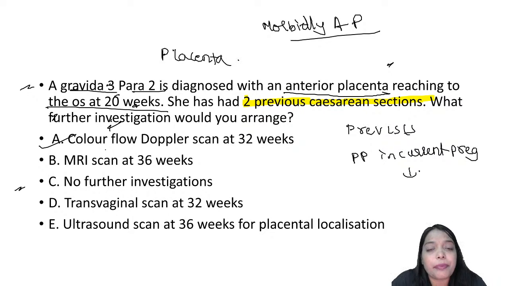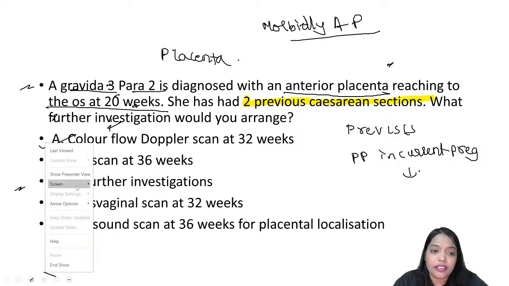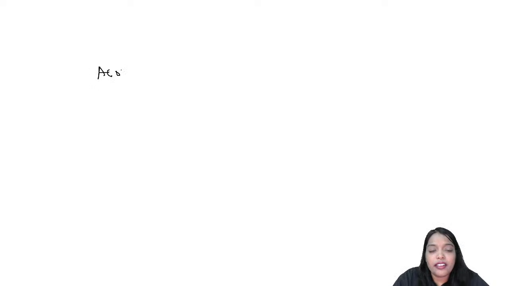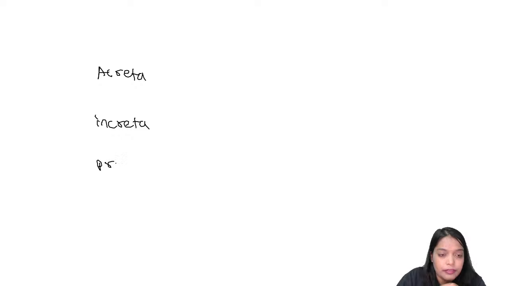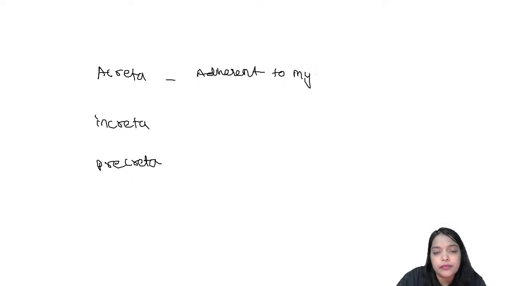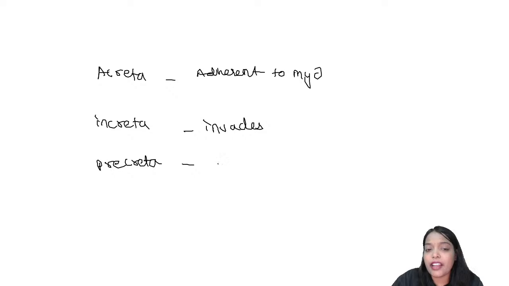Morbidly adherent placenta is mainly seen due to absence of Nitabuch's fibrinoid layer. You have three varieties of morbidly adherent placenta: accreta, increta and percreta. Accreta is adherent to myometrium. Increta invades myometrium. Percreta penetrates myometrium to reach perimetrium, that is serosa.